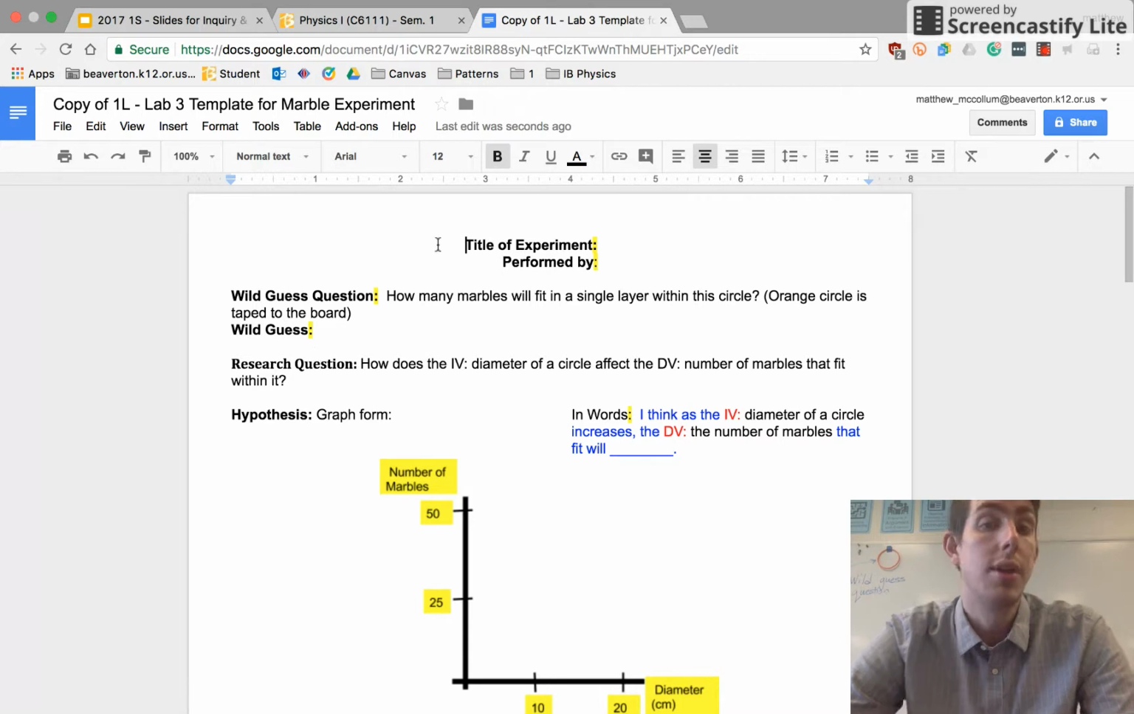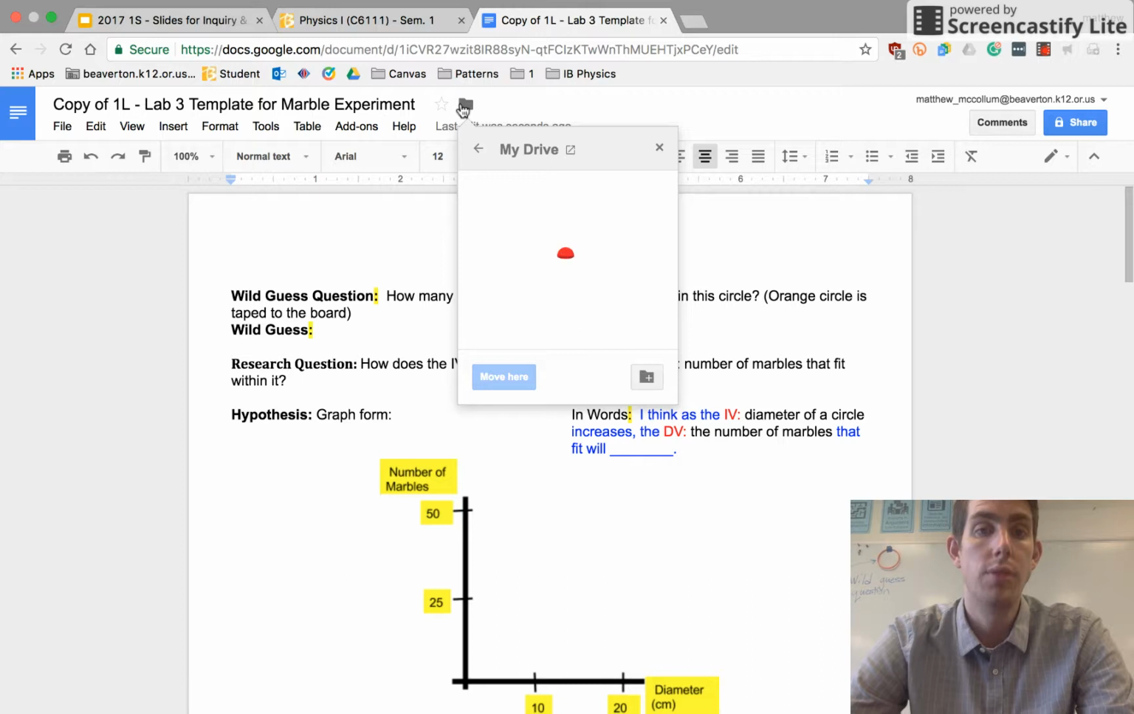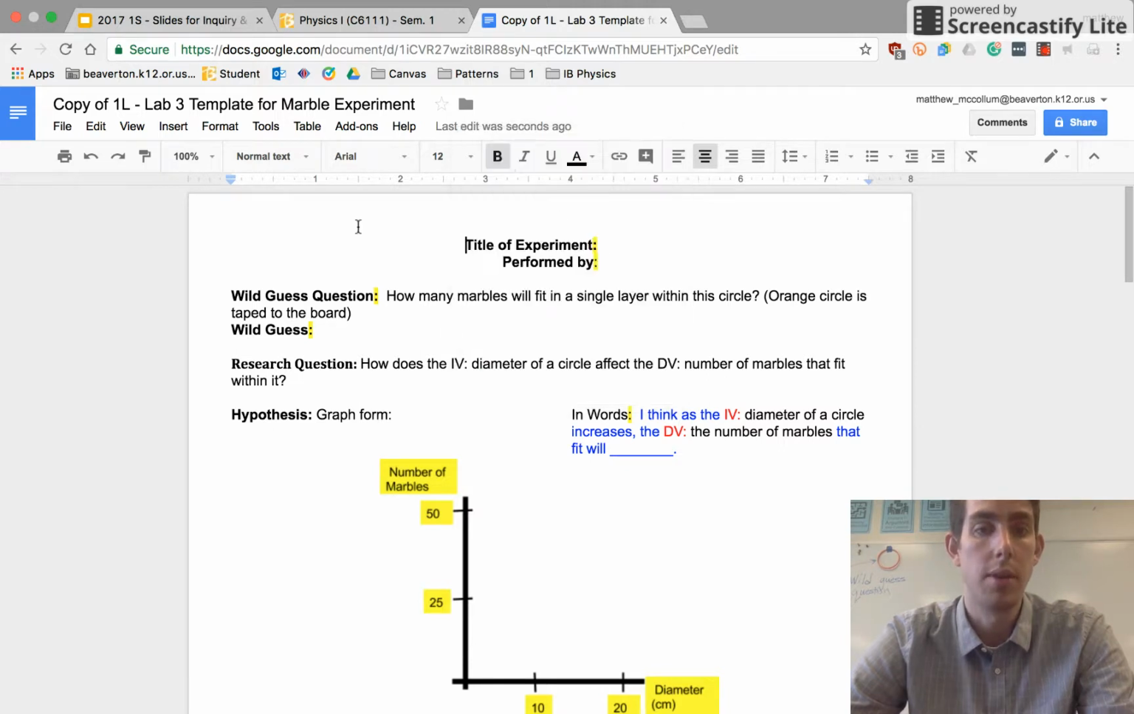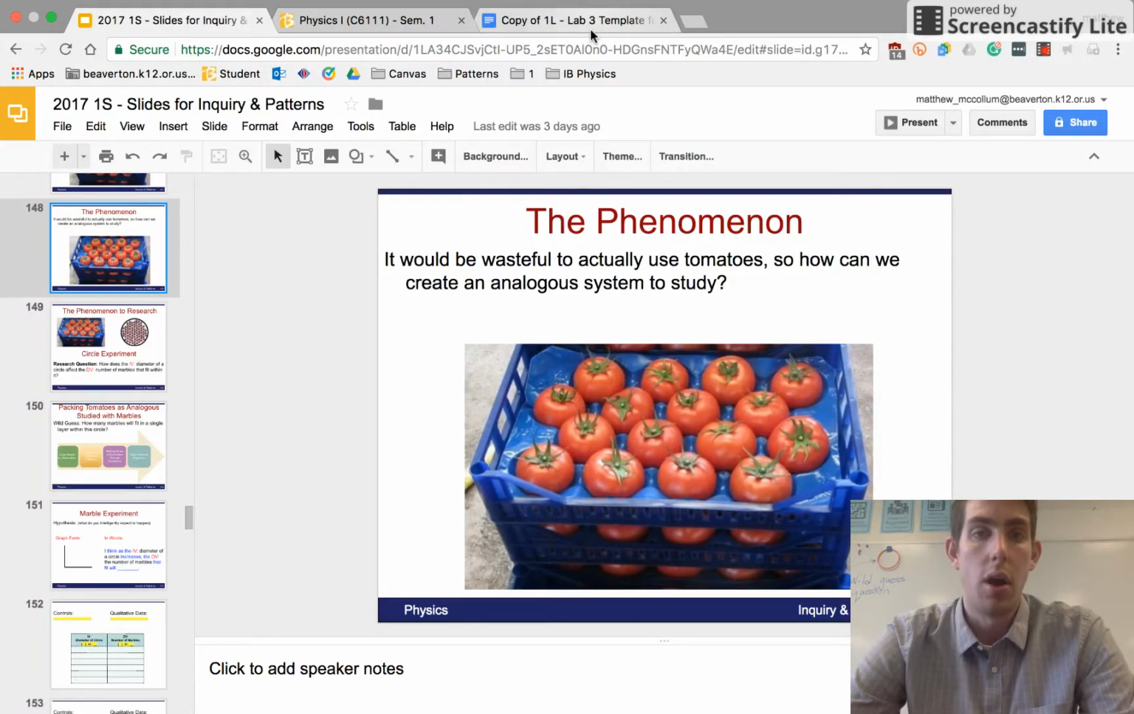The first thing I want you to do, like we always do, is move our document to a folder. So go ahead in the Move To, click on your physics class, whether it's fifth or seventh period, and move that document. Once you're done with that, we're going to start looking at our scenario.